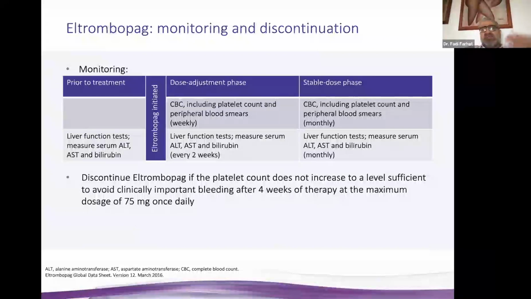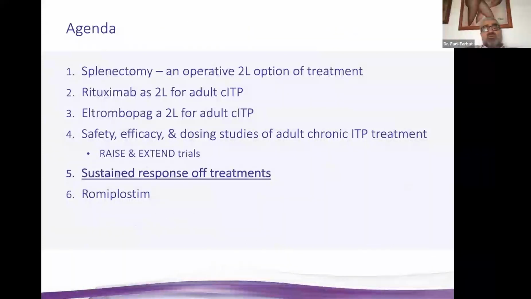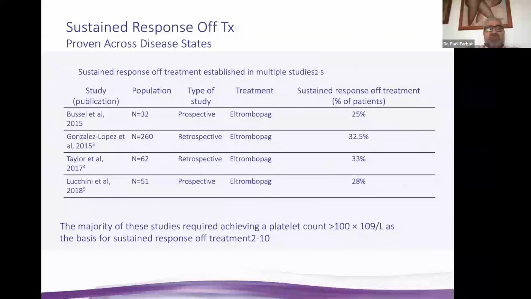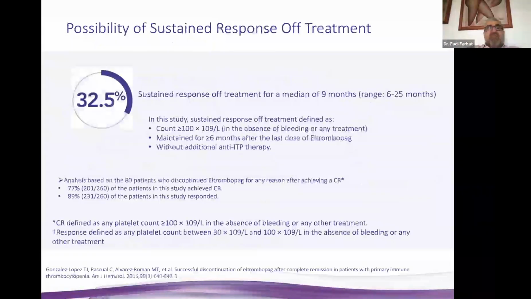Monitoring and discontinuation. Whenever you have a patient, you can take a look at it. I will not stop here. I will go also to the sustained response off treatment, which is important. It was proven across disease stages. So it means even if you stop the treatment, you still have a response. The majority of these studies required achieving a platelet count of more than 100 as the basis for sustained response off treatment. So you start by giving the treatment. When you reach 100,000, you may have the possibility to get a response even if you stop the treatment.